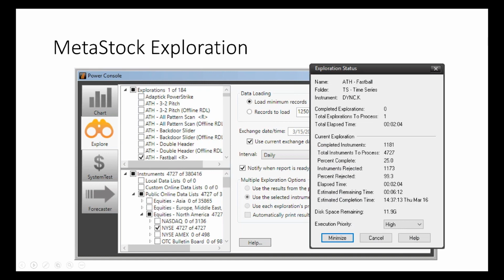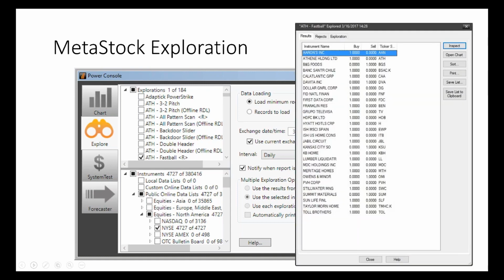Then what happens in the case of NYSE is you're going to process about 4,727 stocks, and in about 10 minutes' time, I'll say what MetaStock gives you, compared to scanners written over the years, numerous companies have licensed my patterns for their software, MetaStock does the very best job, hands down, of finding patterns that look textbook correct.